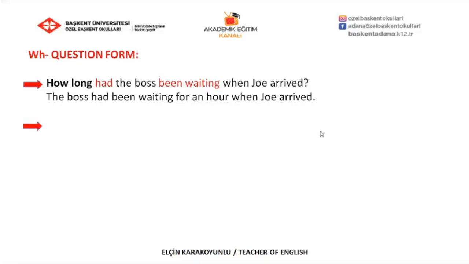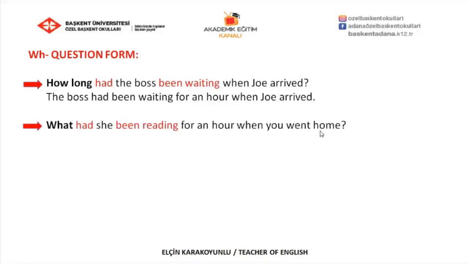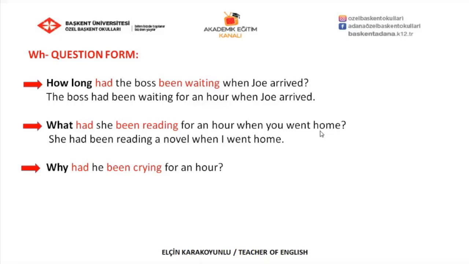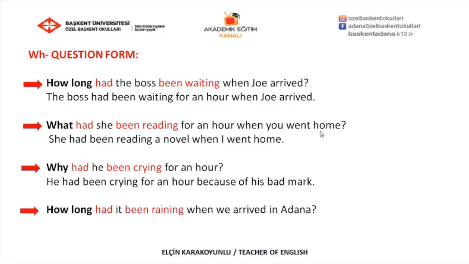The second one, what had she been reading for an hour when you went home? And she had been reading a novel when I went home. Another example, why had he been crying for an hour? And he had been crying for an hour because of his bad mark. And the last one, how long had it been raining when we arrived in Adana? And the answer is, it had been raining for 2 days when we arrived in Adana.